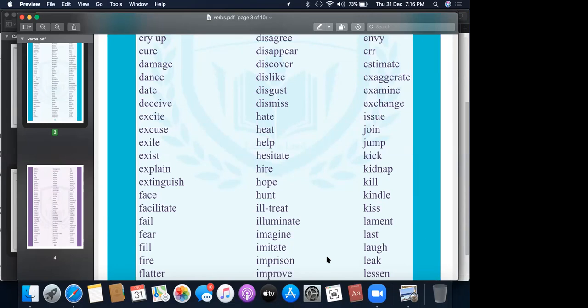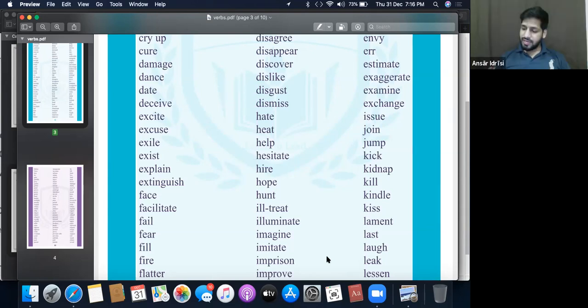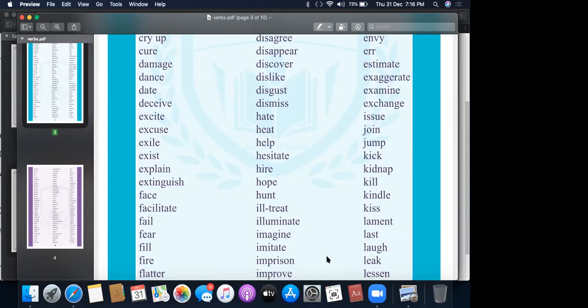It must kick the ball. Must it kick the ball? It mustn't kick the ball. Very good. Next. It must broadcast. Must it broadcast? It mustn't broadcast. Very good.